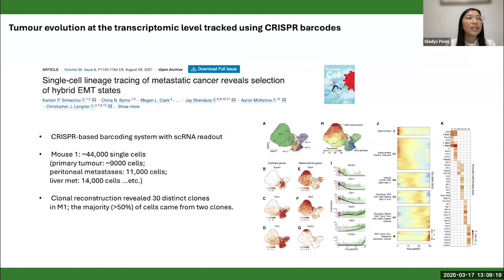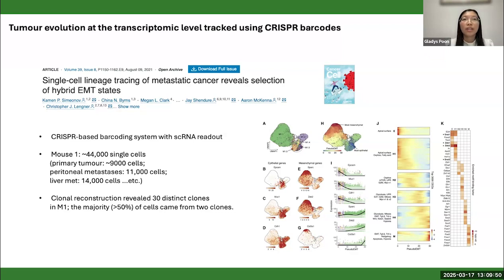However, recently there is an exciting advancement. There are technologies that allow us to probe the evolution of tumors using CRISPR-edited barcodes in mouse models. That's not us, but using this technology, what one can do is use barcoded cells with CRISPR barcodes and inject them into mouse models.